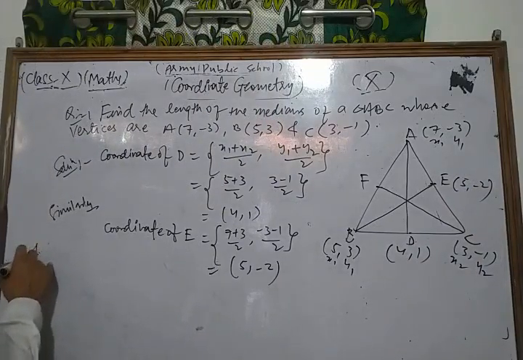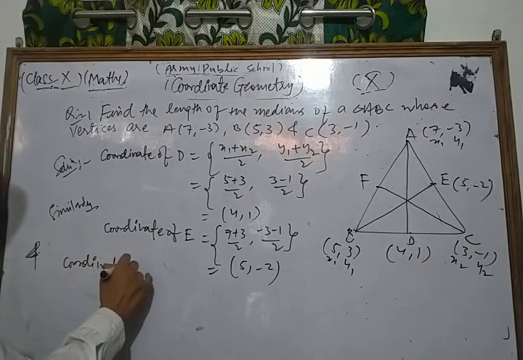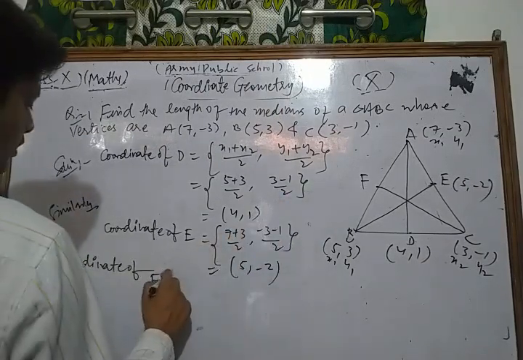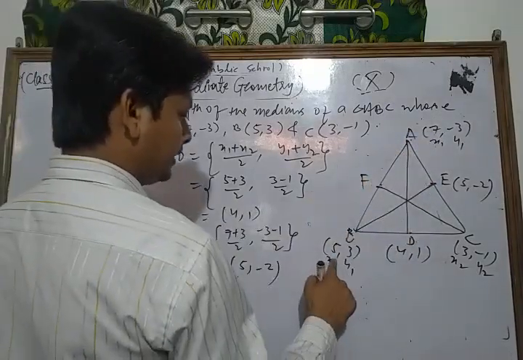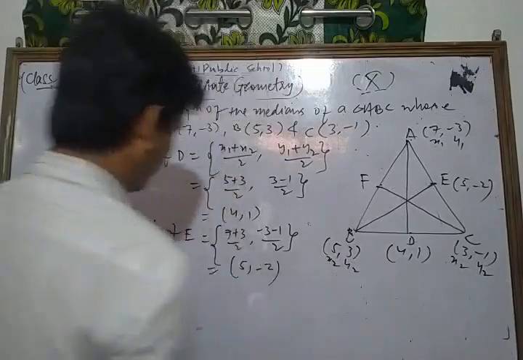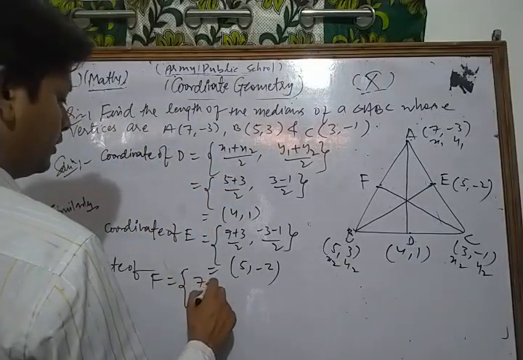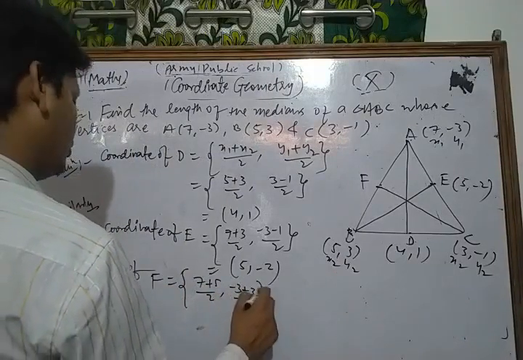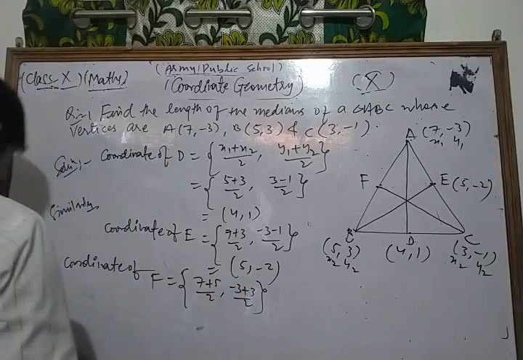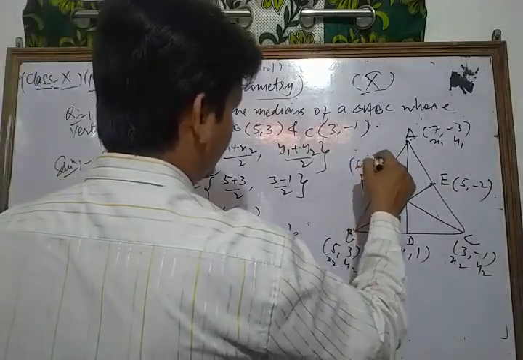And finally, coordinate of F. F is the midpoint of AB. So we take x1 y1 x2 y2. So again by help of the formula, x1 plus x2 means 7 plus 5 upon 2 and minus 3 plus 3 upon 2. This is 6 comma 0. Okay, so we get 6 comma 0. Then the coordinate of F is 6 comma 0.